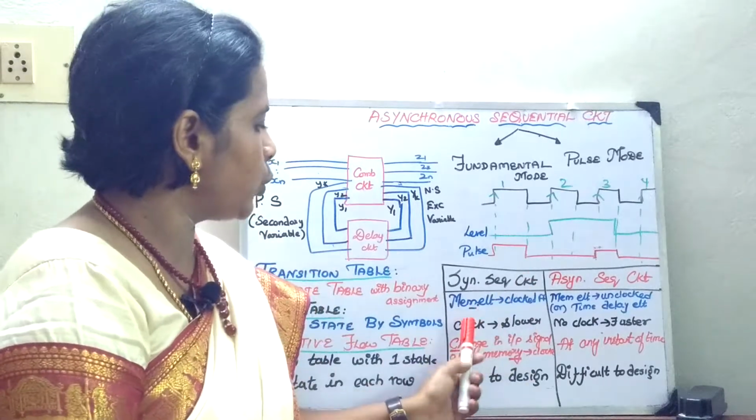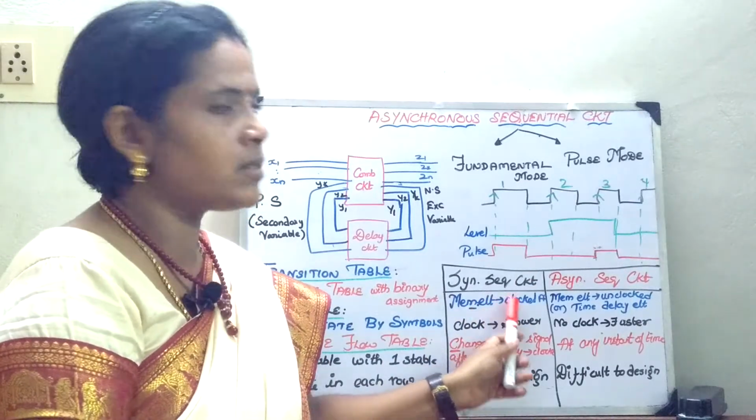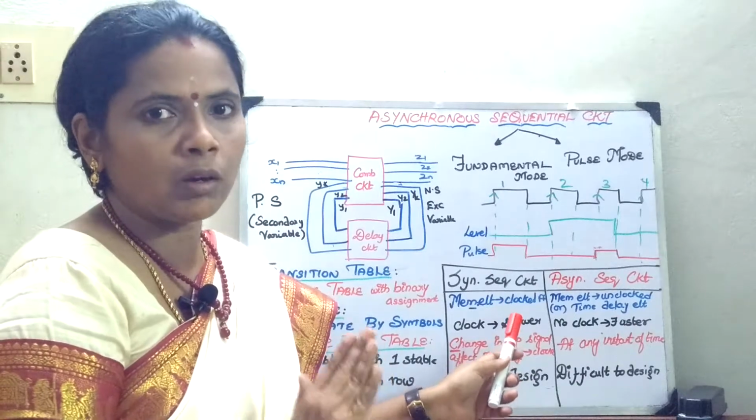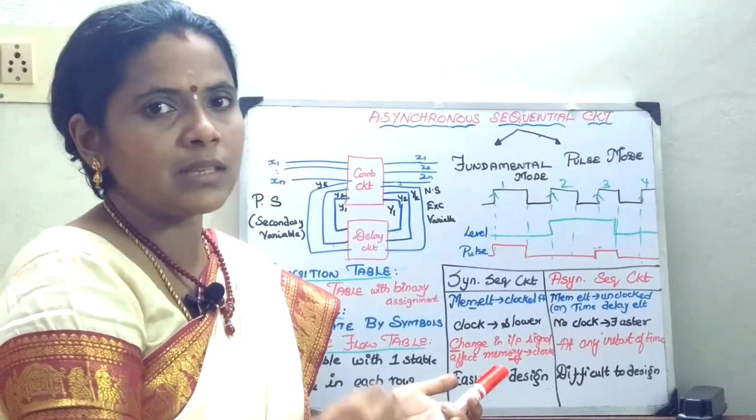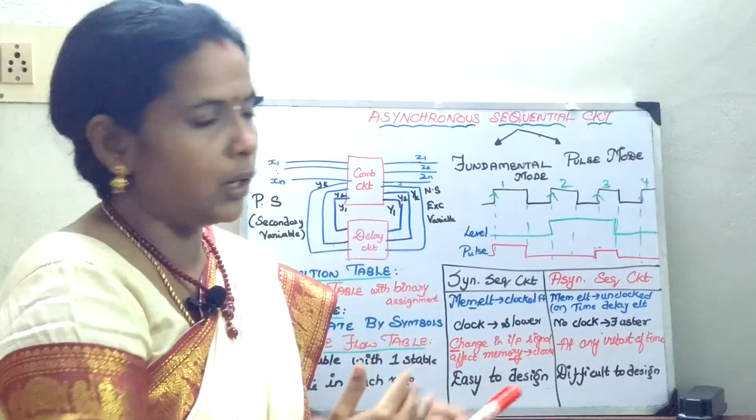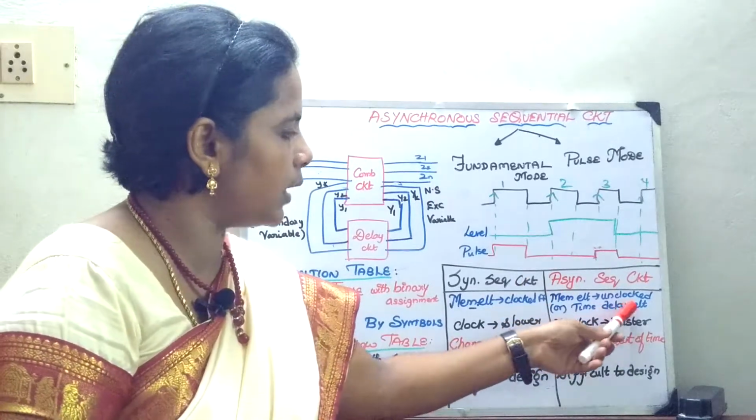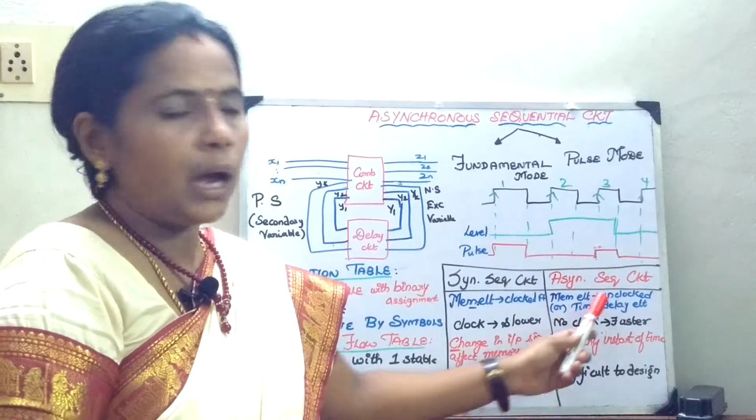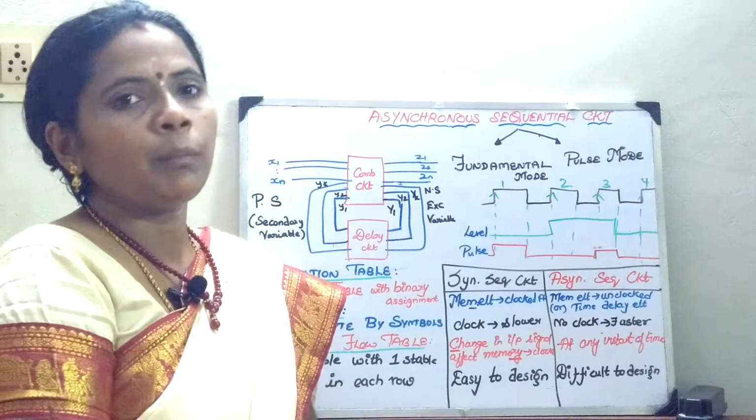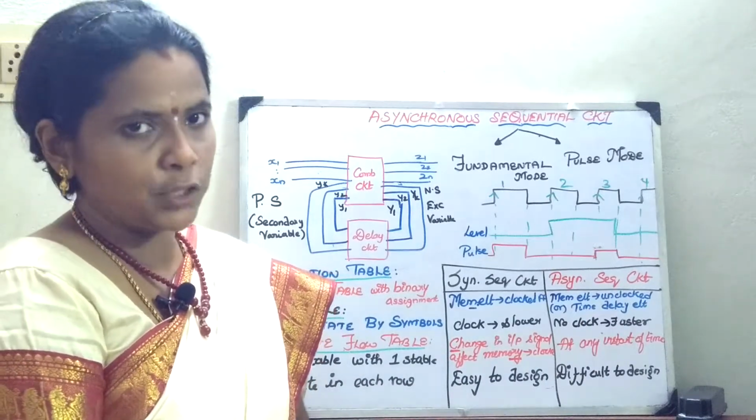Here, if you could see, the memory elements are always the clocked flip-flops. You will be using a clocked flip-flop. Only depending upon the activation of the clock pulses, your input changes will occur. Whereas here we are going to use the time delay elements or unclocked flip-flops as the memory element. We will be using the latches.